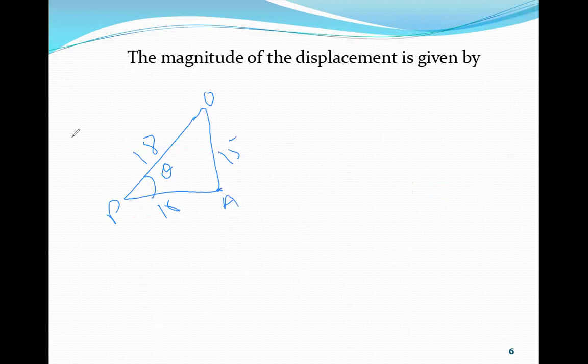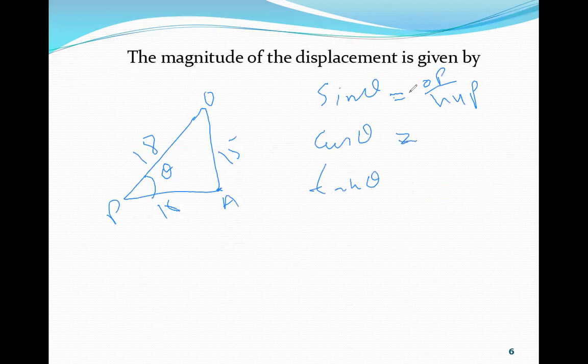Do you remember your trigonometric ratios? The sine theta, cos theta, and tangent. What is sine theta? Sine theta is opposite over hypotenuse. Okay, good. And what about the cos? It is the base, adjacent, over hypotenuse. Base is also called adjacent and opposite is also called perpendicular.